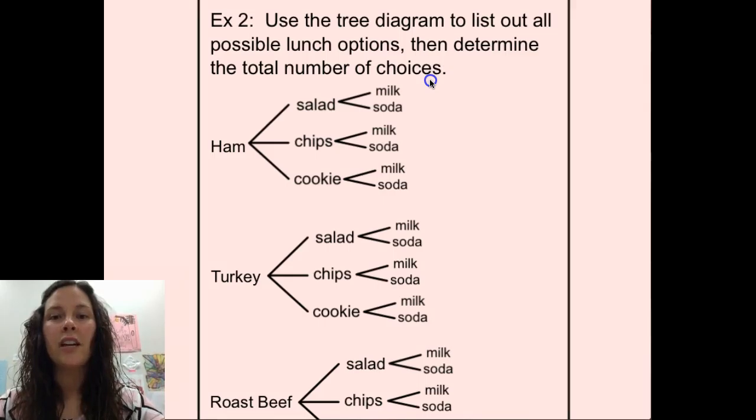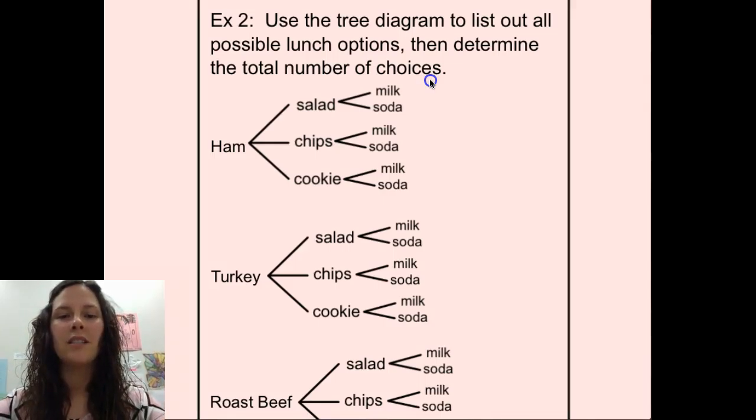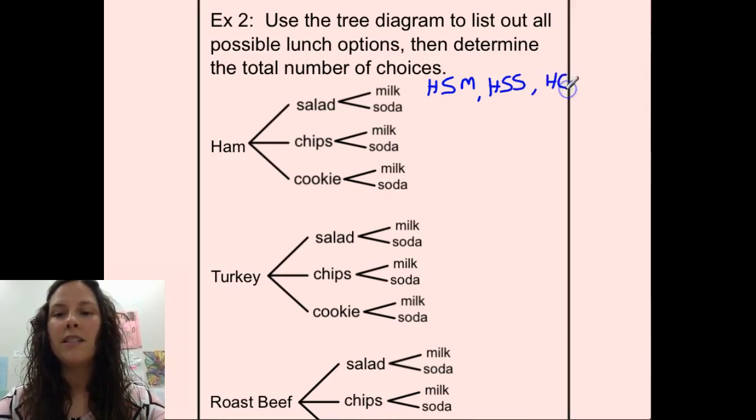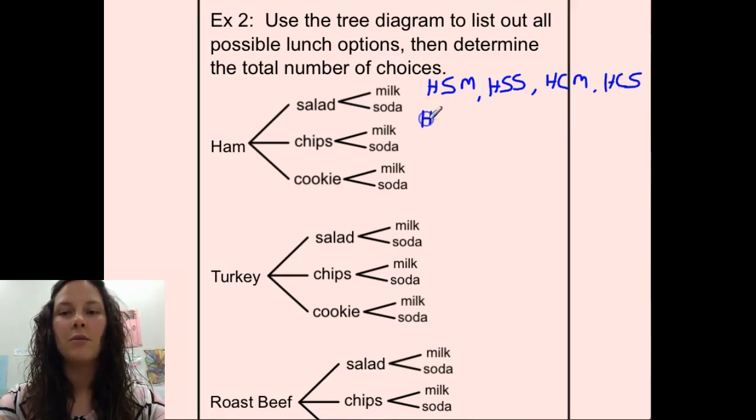Example 2, we've already got the tree diagram listed out for us for possible combinations for a lunch. We're going to write out our sample space and then determine the total number of choices. So our sample space would be you could get a ham sandwich with a salad and then milk, or you could get a ham sandwich with a salad and then soda. You could also get a ham sandwich with chips and milk, or a ham sandwich with chips and then soda. The final side option would be ham sandwich with a cookie, and I just realized I can't use a C again, so I'll use a K for cookie and milk, or a ham sandwich with a cookie and soda.